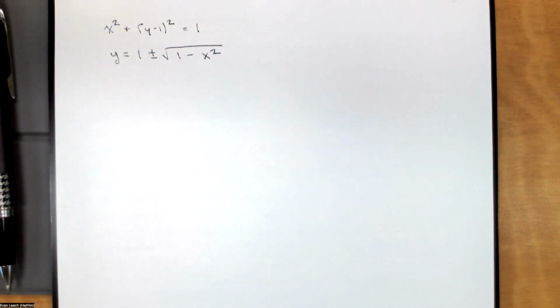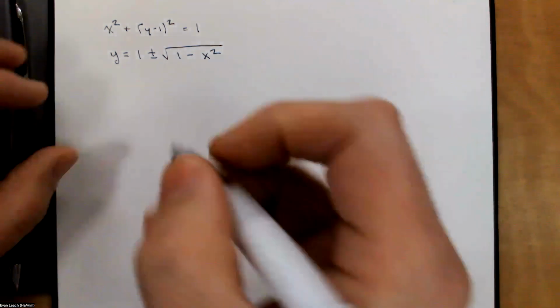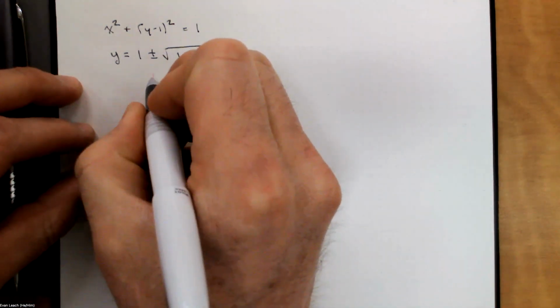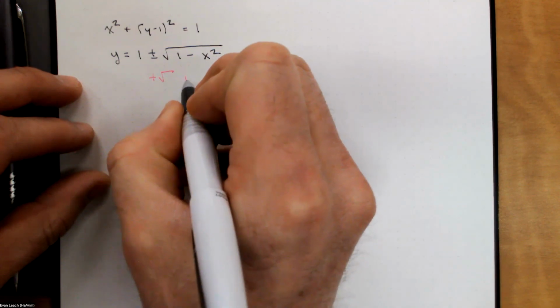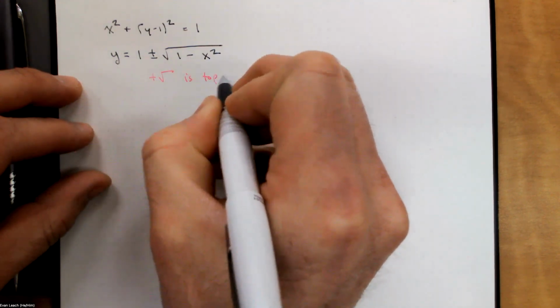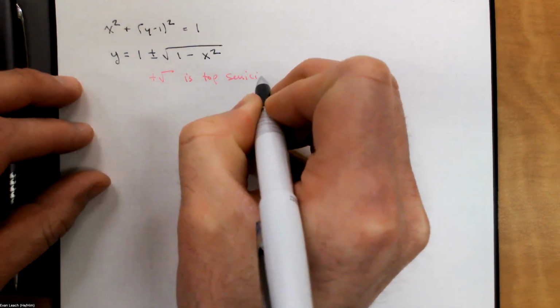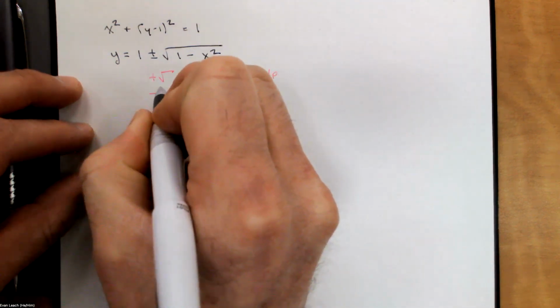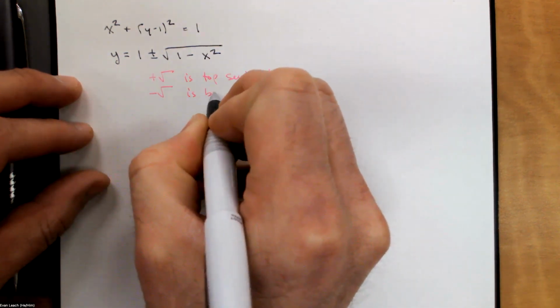That plus or minus is because the center of the circle has been raised up 1. The center at y equals 1. So 1 is in the middle, and we're plus and minusing above that. So this is going to be the top and the bottom semicircles. The plus square root is the top semicircle, and the minus square root is the bottom semicircle.